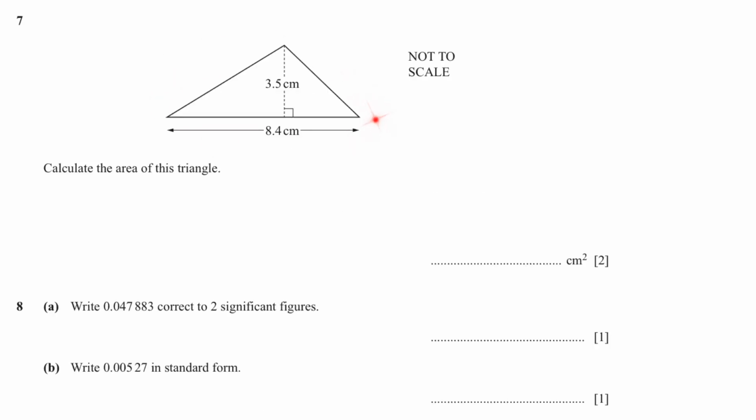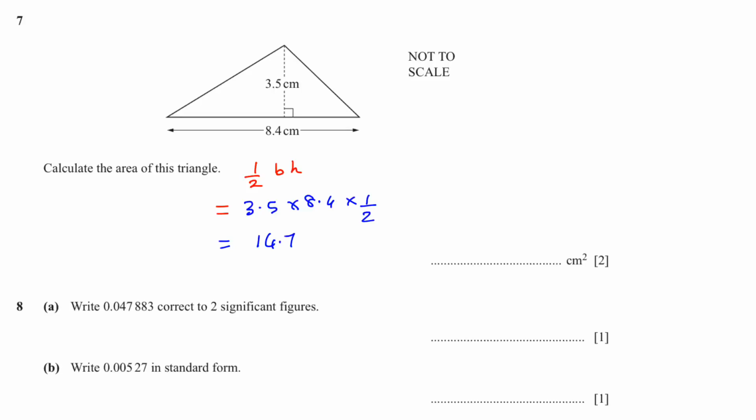We have been given a triangle and we need to find the area of the triangle. So the base and the height has been given to us. We can do half times base times height. So you will get 3.5 times 8.4 multiplied by half. And this will give us the answer 14.7 square centimeter.